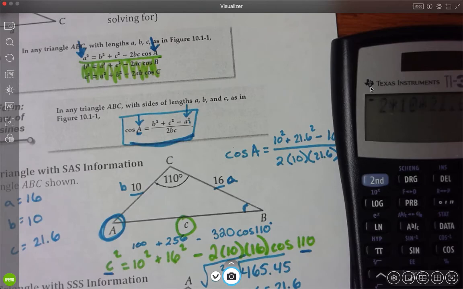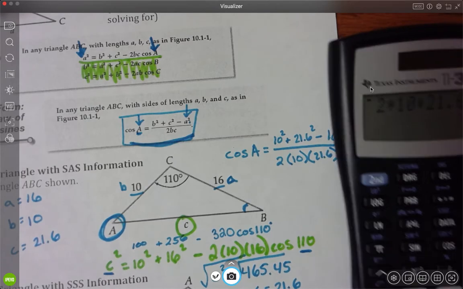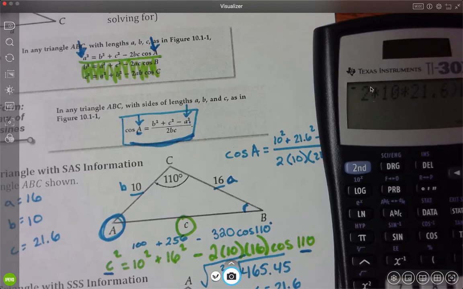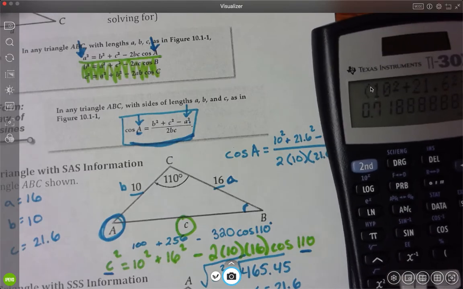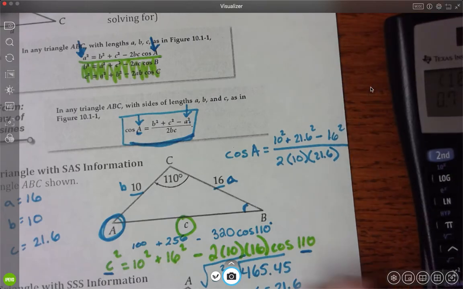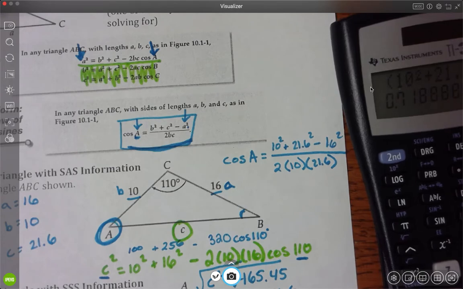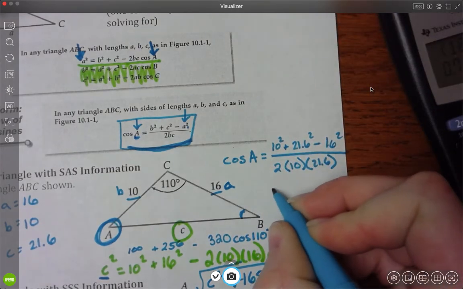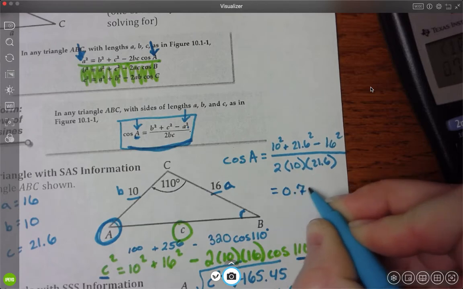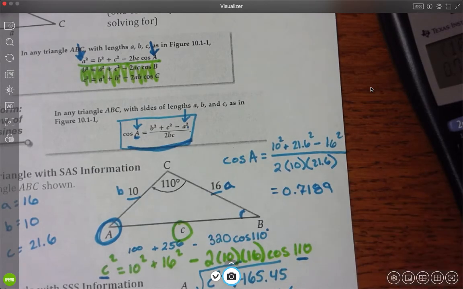Now I realize that we're using the rounded version of the decimal 21.6, but at this point it's just kind of unavoidable. So I have 0.7189 is what I got. Make sure you're doing this on your calculator and see if you get the same answer as what I did. But that's what I got for A, and that doesn't make any sense at all, right? How can you have point something of a degree if that's what A is?